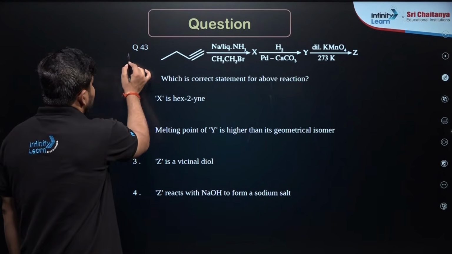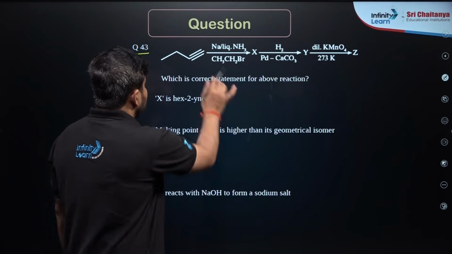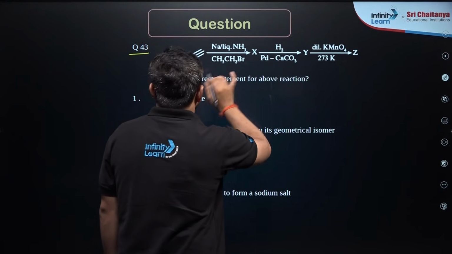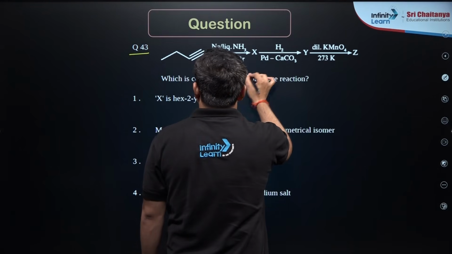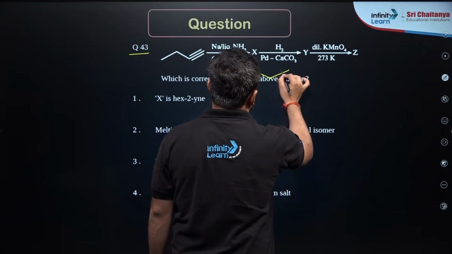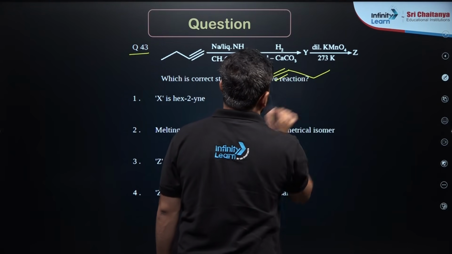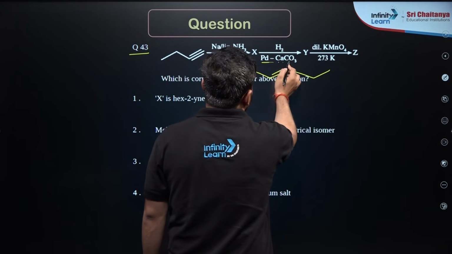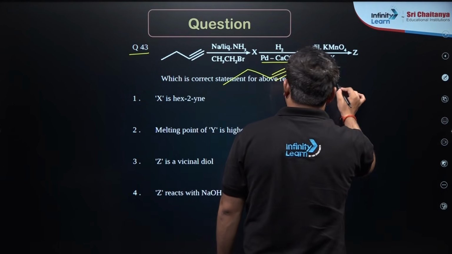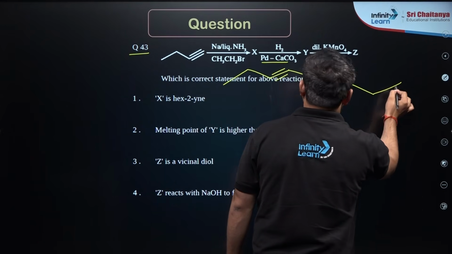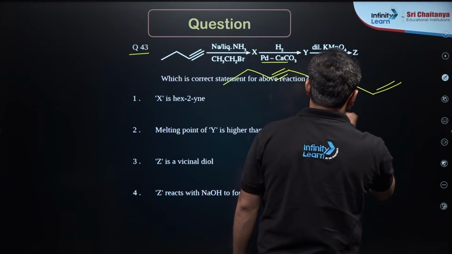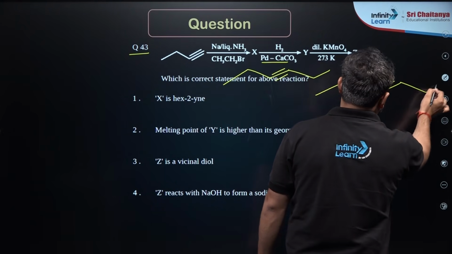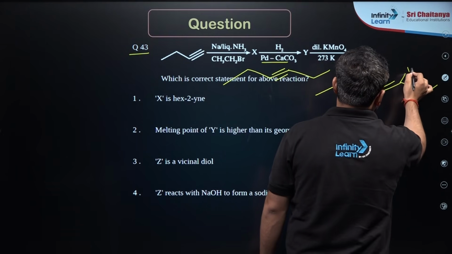In question number 43, sodium with liquid ammonia is given. So it is going to convert like this. After that, when it reacts with H2/Pd, the cis condition will come. How does the cis condition come? I will tell you once. Here the double bond will come like this, with hydrogen on the same side.